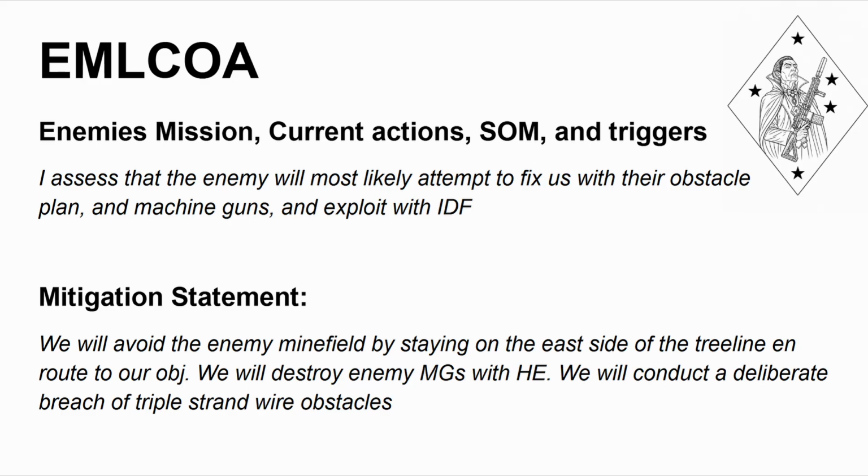Lastly, we're going to write out our mitigation statement. So what is our plan to mitigate the enemy's most likely course of action? Here's an example of what one might sound like. We will avoid the enemy minefield by staying on the east side of the tree line en route to our objective. We will destroy enemy machine guns with HE. We will conduct a deliberate breach of triple strand wire obstacles.